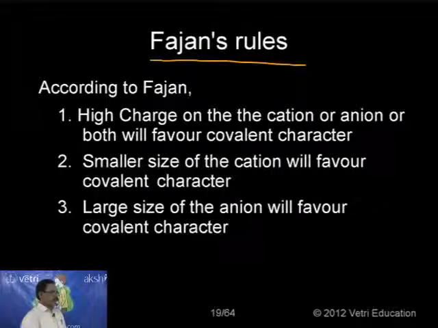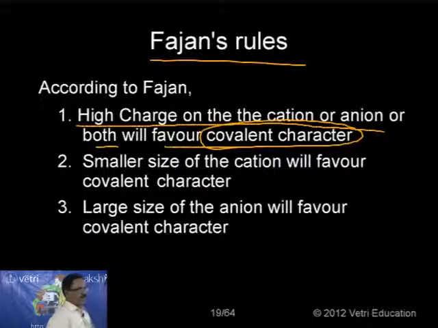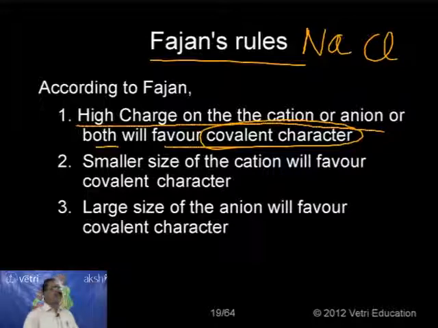According to Fajan's rule, high charge on the cation or anion or both will favor covalent character. This is the interesting information. High charge on the cation or anion or both will favor covalent character. So this is the interesting fact. Suppose you compare sodium chloride. We have discussed already, it's a very ionic compound. Even in solid state, it is present in the form of ions. The most ionic compound.